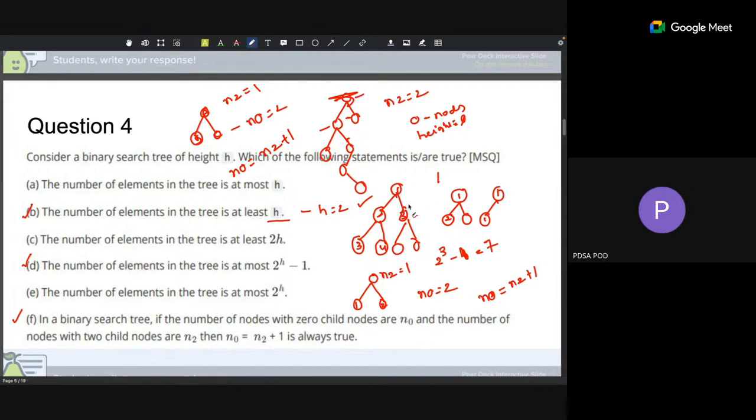In this particular tree, this node has N2 because it has two children. This is also N2. This is also N2. Now N2s are three. Now the N0s, the nodes that do not have any descendants, are four. So again, the condition is satisfied. N0 is nothing but N2 plus 1. N2 is 3, and 3 plus 1 is equal to N0. Simple.